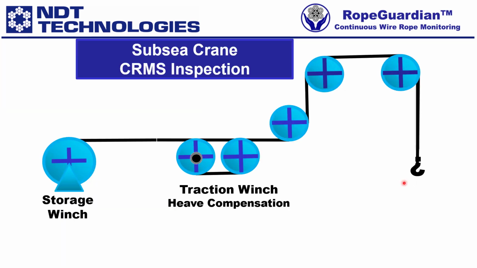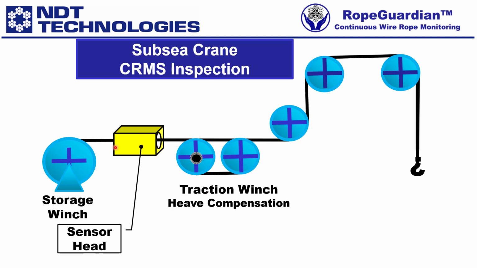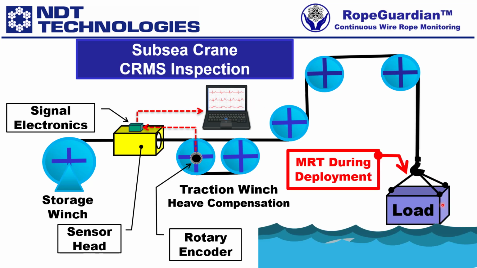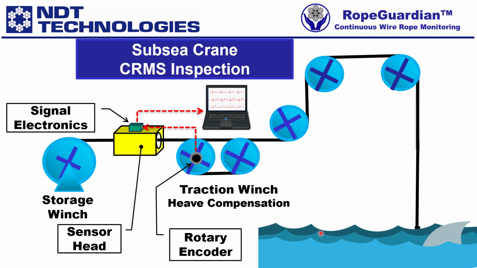Here is a typical subsea crane CRMS inspection. Notice the various parts, including a storage winch, an optional traction winch with heave compensation, the sensor head, shown here in yellow, with associated signal electronics, attached rotary encoder with feedback information, and a connection to the laptop to display the information and to be used in report writing. Once the load is attached, we'll perform our MRT inspection during the deployment.